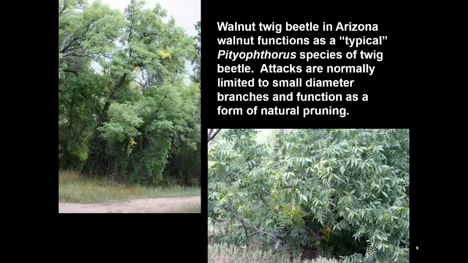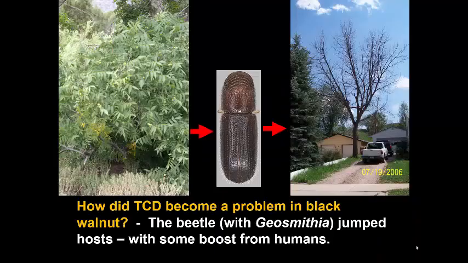So walnut twig beetle, when you go to Arizona and look at Arizona walnut, you can find it. You can find the fungus, but the attacks are limited to small diameter branches, twigs essentially, and are limited to those that have some sort of stress condition, overshaded or damaged. And so they function as many similar kind of beetles we call twig beetles, in that they are sort of a natural pruner, but never does it progress to a disease condition that would imperil the life of the tree.